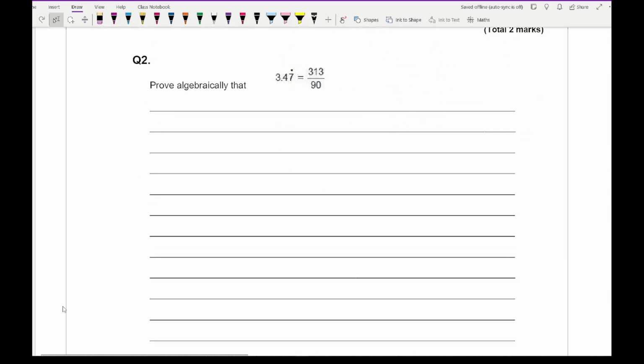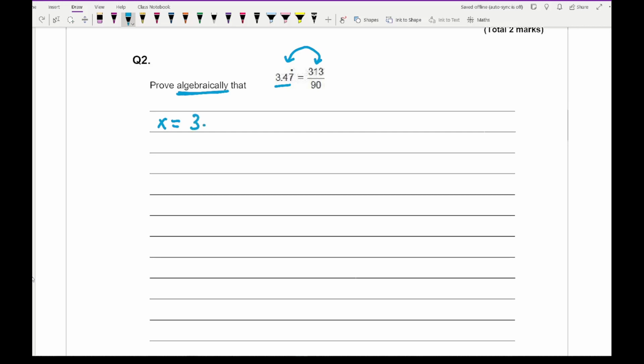Moving on to question 2, it says prove algebraically that 3.747 recurring equals 313/90. So again, what we're going to do here is just go through the steps. So working with the decimal. Now you could go from the fraction to the decimal number, but the question says to prove it algebraically. So here long division would not help, and that's why they include this statement of proving it algebraically. So we have to go from the decimal to the fraction.